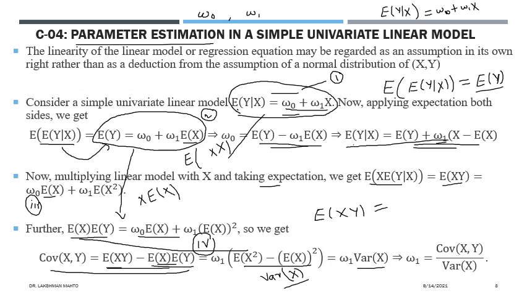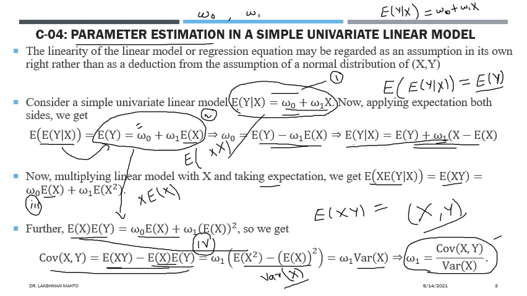From here we can derive, because x and y are given to us, this one is the data set given to us. So we can estimate omega 1 as the ratio of covariance of x y with variance of x. This one is the estimate of omega 1. Similarly, once we have the estimate of omega 1, we substitute it back into equation 2, and we will get the estimate of omega 0 easily.